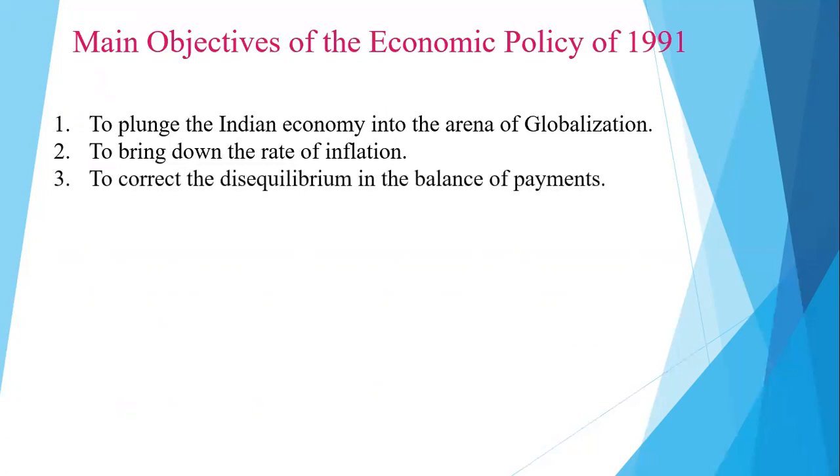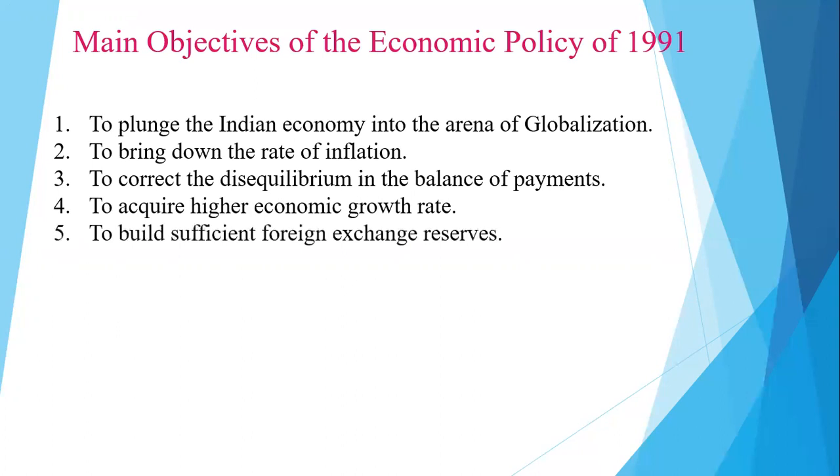Third objective, to correct the disequilibrium in the balance of payments. Now students, what do you mean by balance of payments? Balance of payments is an accounting of a country's international transaction for a particular time period. And a disequilibrium means its condition of surplus or deficit. Fourth objective, to acquire higher economic growth rate. Means what? Means increase in the real national income of a country over a long period of time.